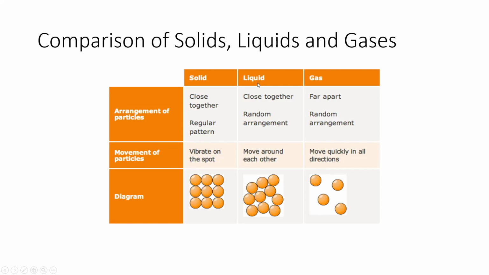In a liquid, the particles are close together, but they're in a random arrangement. They're not as structured and rigid as in the solid. They're in a way in which they can move around each other or flow over each other, is what we say. In gases, they are far apart, so they're nowhere near each other if they can avoid it, and again, it is random as well. Any one particle can move in any direction.